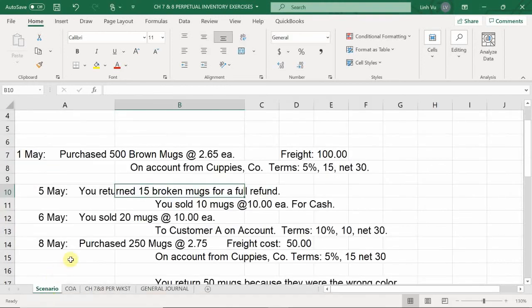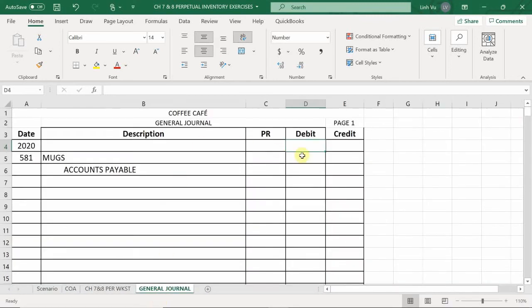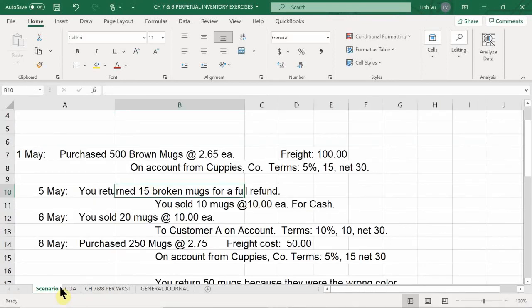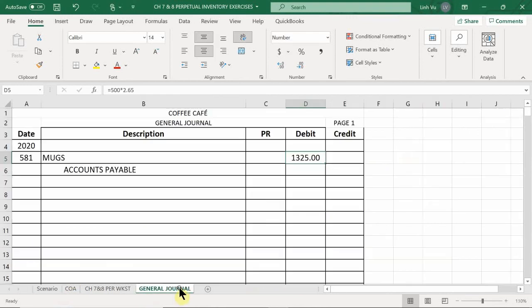Okay, let's look at the scenario one more time. You purchased a total of 500 brown mugs at $2.65 with the freight costing $100. So your journal here, how much of the cups did I put in here? So 500 at $2.65. Right? So how much is my total mugs?